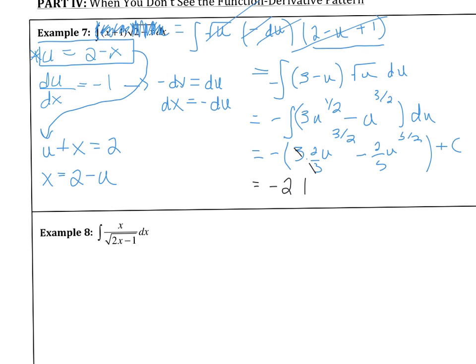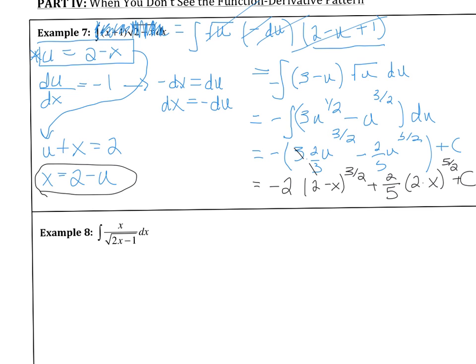2 minus x to the 3/2 minus, well, actually plus when we distribute this negative out in front. So plus 2/5 u again, 2 minus x, to the 5/2 plus c. All right, not too bad. So the big takeaway from this is that sometimes you just need to solve for x completely in terms of u in order to find an acceptable replacement.